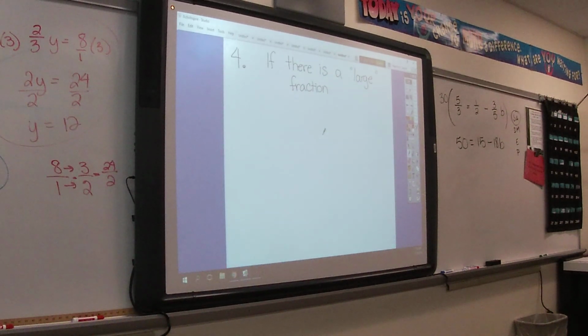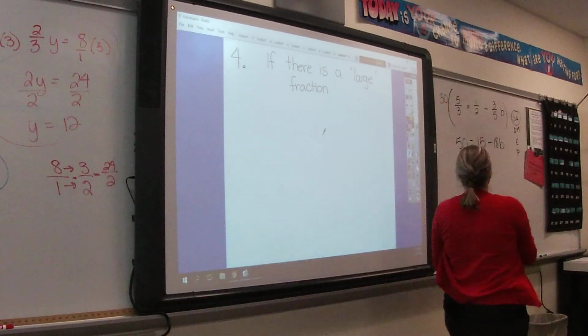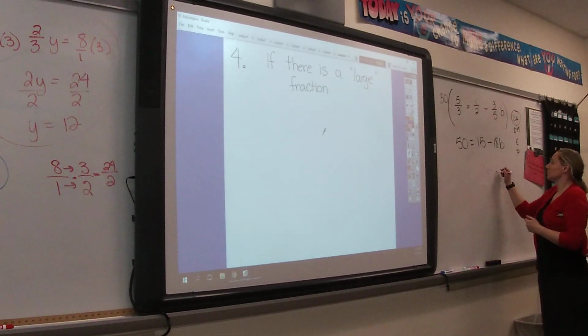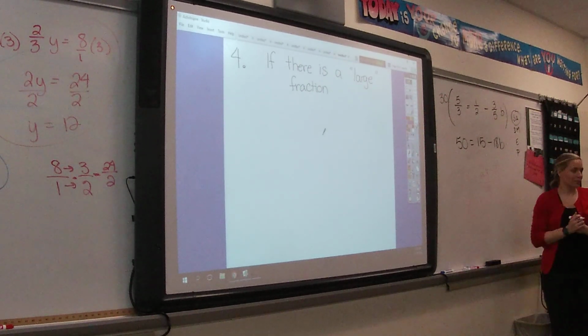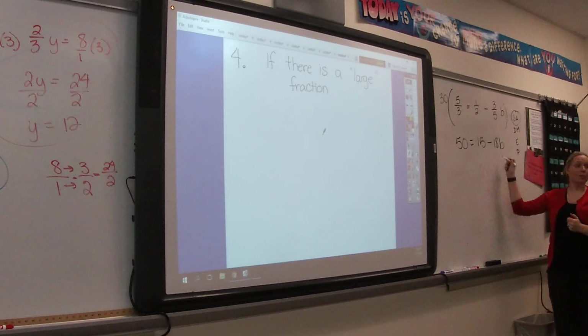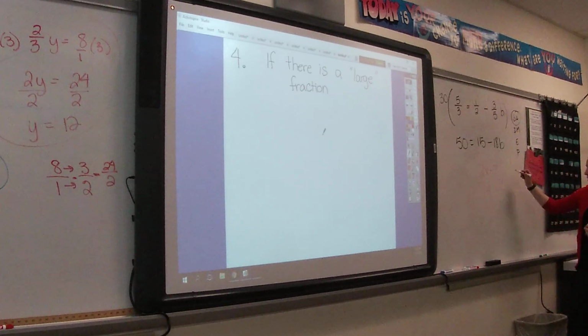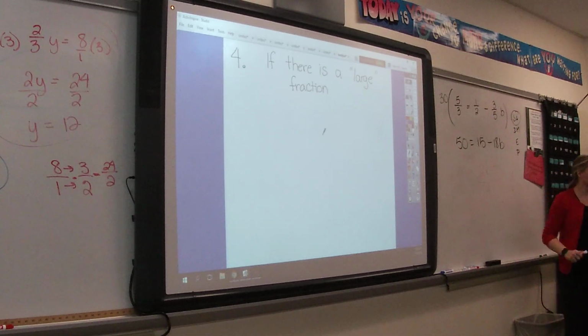If there is a large fraction, I'm putting large in parentheses. I made that up in quotes because I made that word up. I don't know what else to call it. It's that type of concept we were talking about in the POD. This has multiple things in the numerator. This does not. We have to treat them differently because this really truly has parentheses.